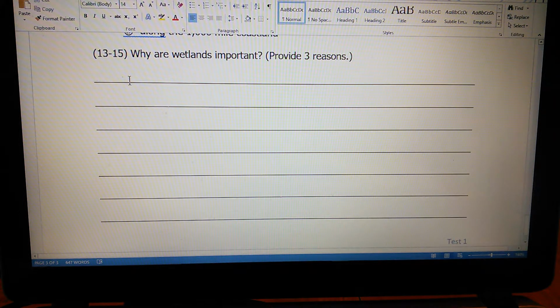Students in this case are required to go back into the text. Remember, these are text-based questions, and the answer should come back from the text, not from their background information. When they answer this question, they should begin, "Wetlands are important for 3 reasons. First, second, third."